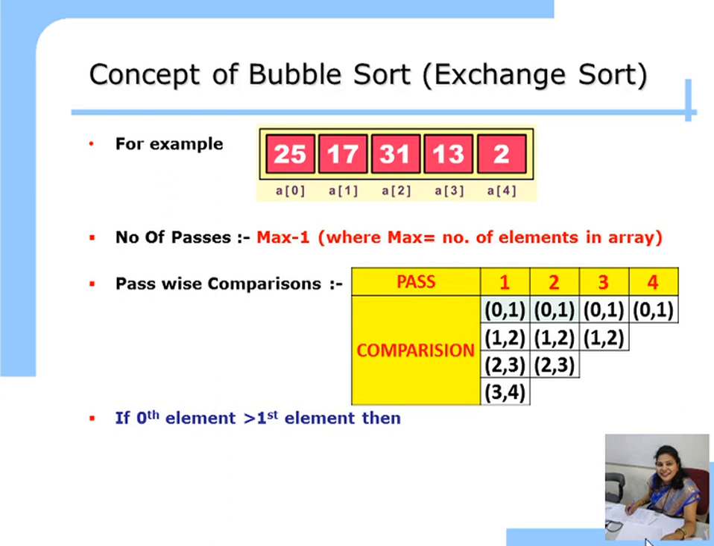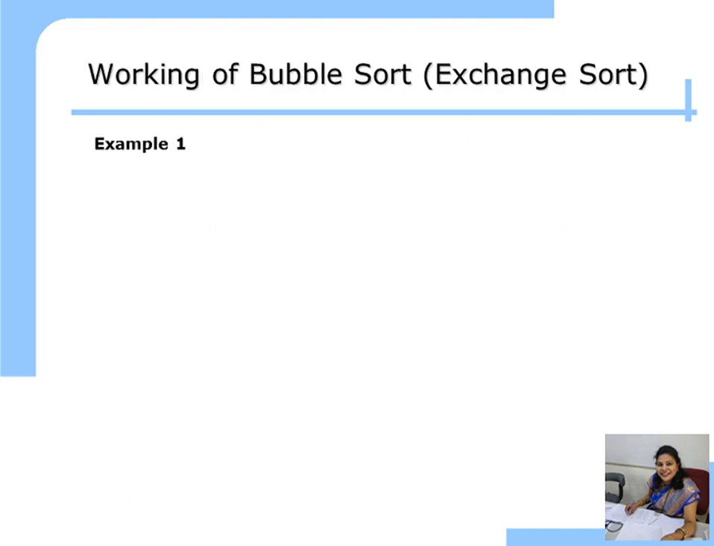So what is the logic? In each comparison, for example comparing 0 and 1, if the zeroth element is greater than the first element, then we perform the swapping. We swap the zeroth element and the first element. Otherwise, we go to the next comparison. This process continues through all passes, till our list becomes sorted.